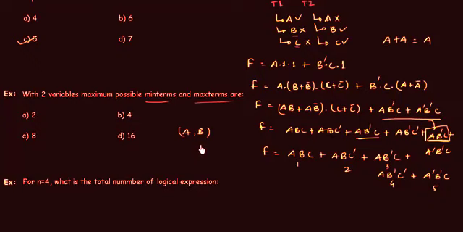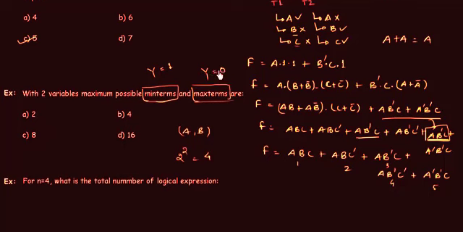You already know when we have 2 variables, we have 4 possible combinations: A complement B complement, A complement B, A B complement, A B. These are the 4 possible combinations, and we write minterms when the output is high, and we write max terms when the output is low.